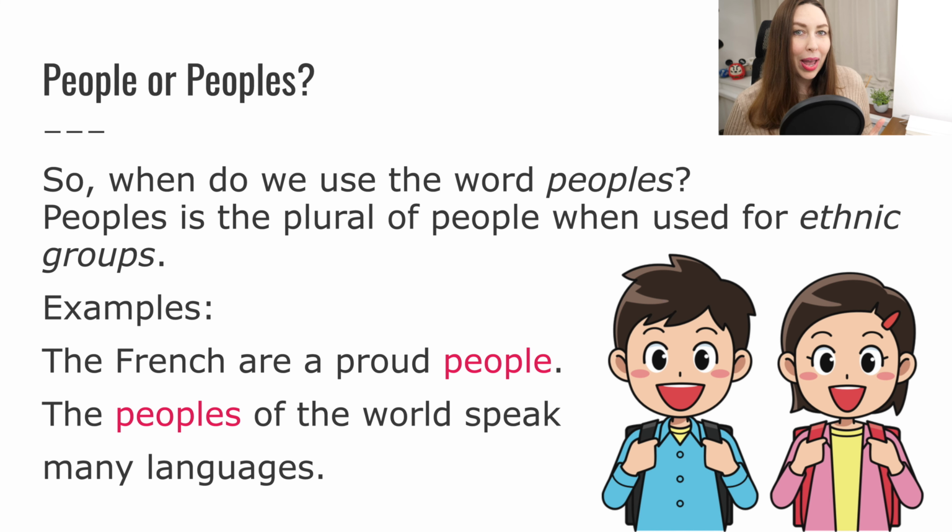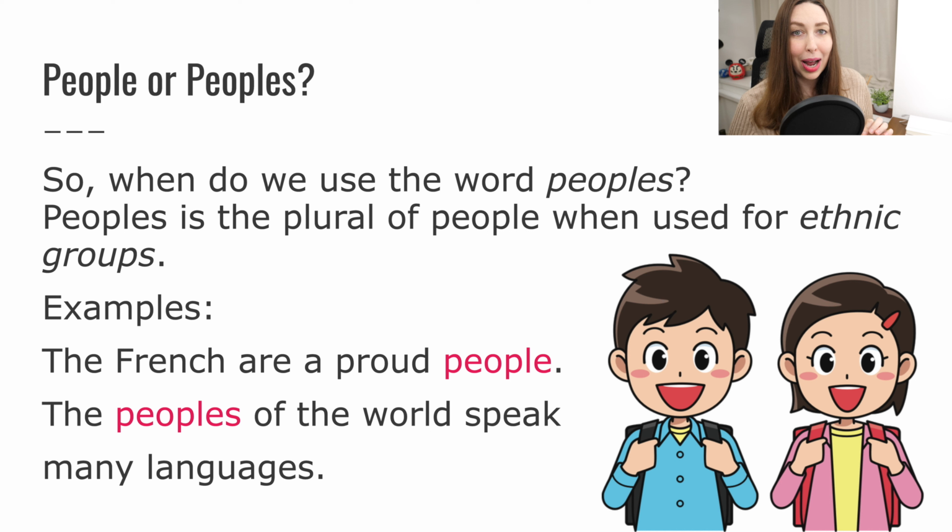Okay, so when do we use the word peoples? Peoples is the plural of people when used for ethnic groups. Okay, so usually the word people is plural for person. But sometimes we use people as a singular noun when talking about a specific group of people. And then peoples is the plural form of people. This is specifically for ethnic groups. Okay, so let's take a look at these examples and see if you can see the difference between people, a people, and peoples.